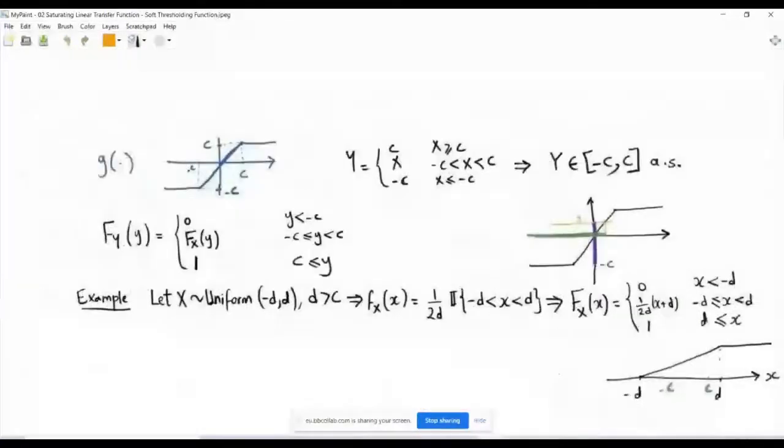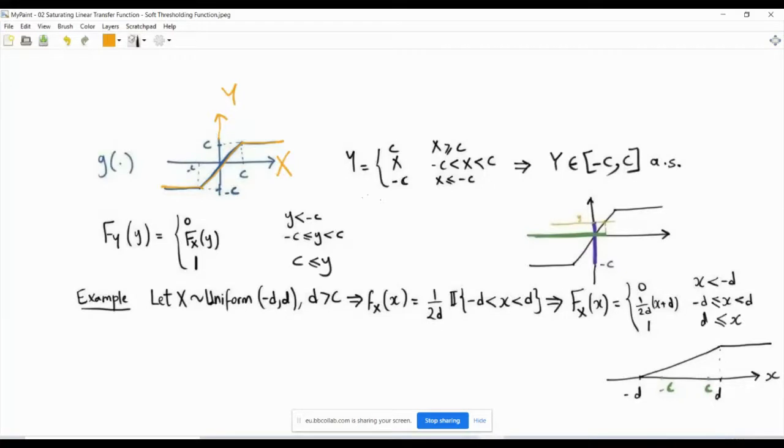Okay, let's now take a case in which the function g is not strictly increasing. In fact, it is saturating like this. So g now is a linear function between minus c and c, where c is some positive constant, and then it gets fixed here. So this is the relationship between y and x. As you can see, it is not strictly increasing.